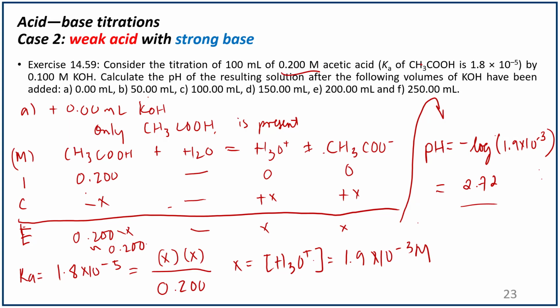Okay, let's work now with B. What if we add 50.00 ml of potassium hydroxide? For this one, remember that KOH is a strong base, so it will dissociate into potassium ions and hydroxide ions. The hydroxide ions will be the only one which is basic. Potassium ions will have no acidic or basic properties. So here, hydroxide will completely react with acetic acid. And that reaction can be written in an ICF table as follows.